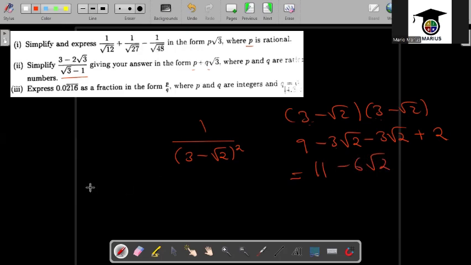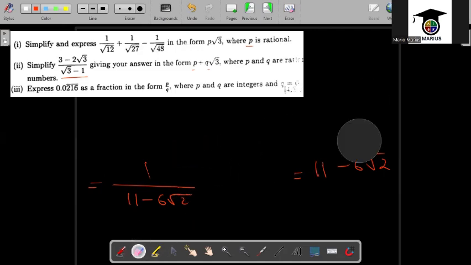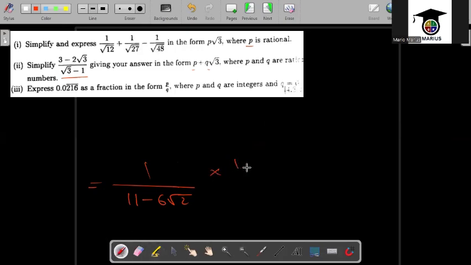So what you have in your denominator is just 11 minus 6 root 2. Then now you rationalize this. How do you rationalize? You multiply by the conjugate. So the conjugate there will be 11, instead of minus it will be plus, then you have 6 root 2. Then there you have 11 plus 6 root 2.